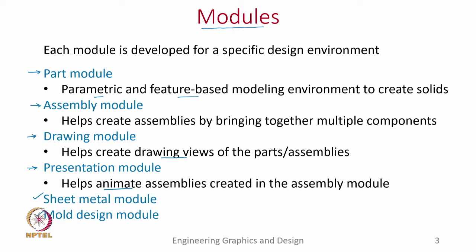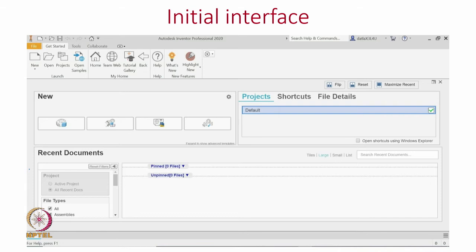Let me get started with the software, and here I am assuming that you have already downloaded it. The student version is free from the Autodesk website. Once you download this software and click the start button, the first thing you see is this interface, which we call the initial interface of the software. Let us look at the features we see in this initial interface, because that will help you understand what options you have to choose when you get started.